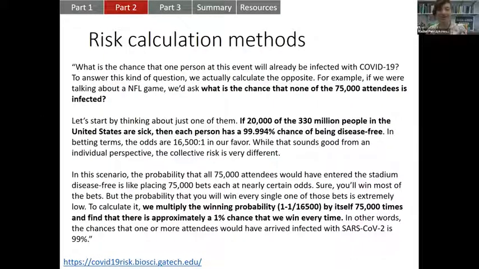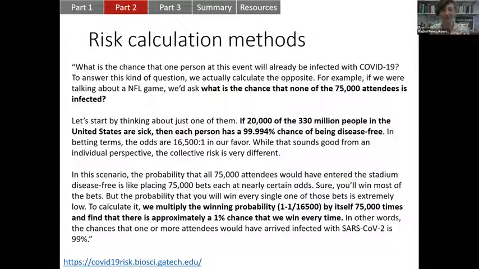And I really also like this explanation that's given in this COVID-19 risk calculation webpage, because it walks you through how that's calculated. Rather than estimating the chance that one person at the event is already infected, what you're actually doing is thinking about the chance that none of the people at the event are infected, and then ultimately subtracting that from 1.